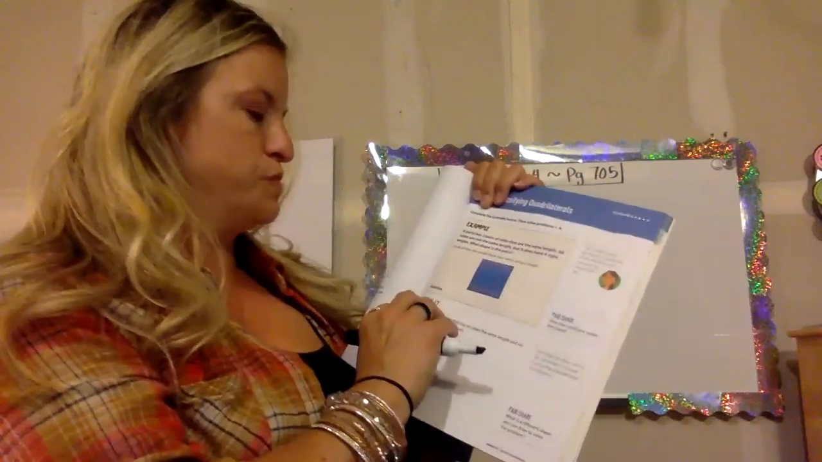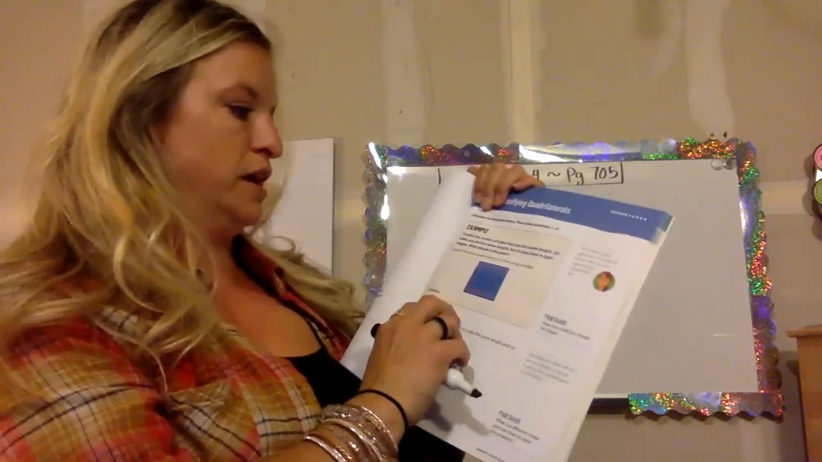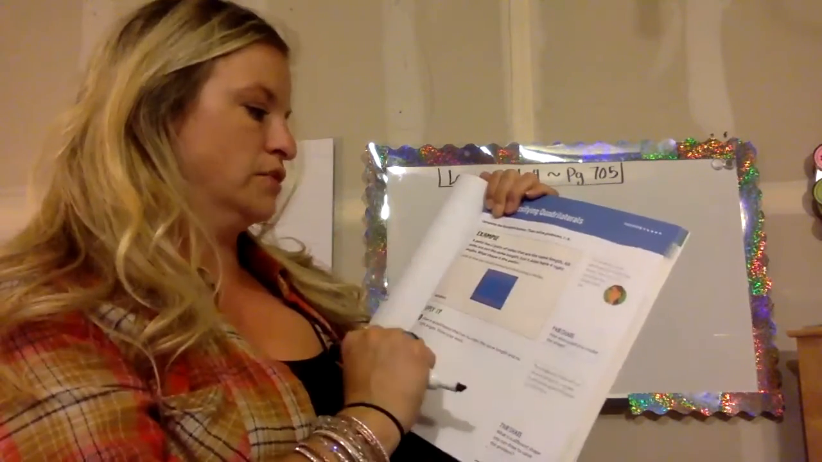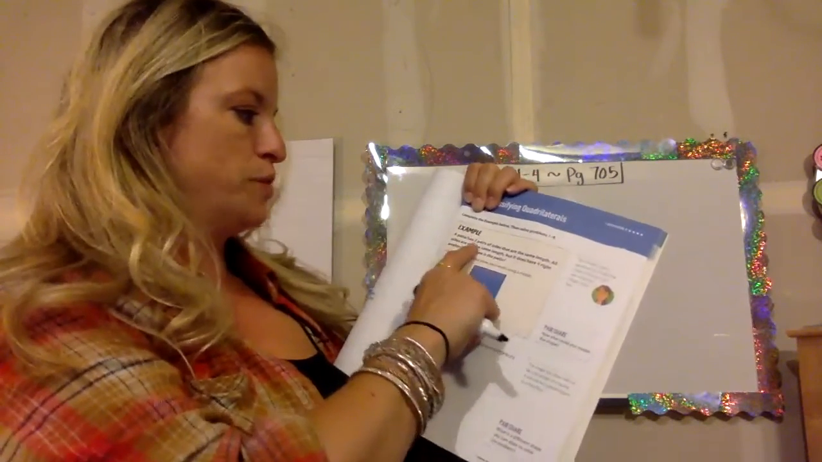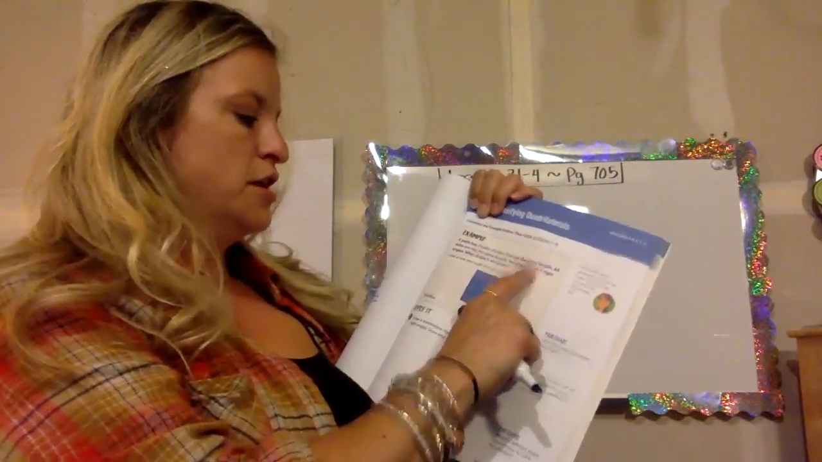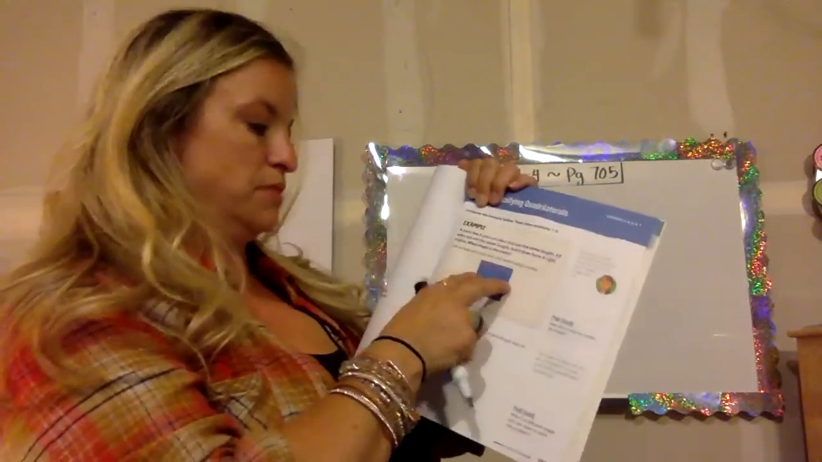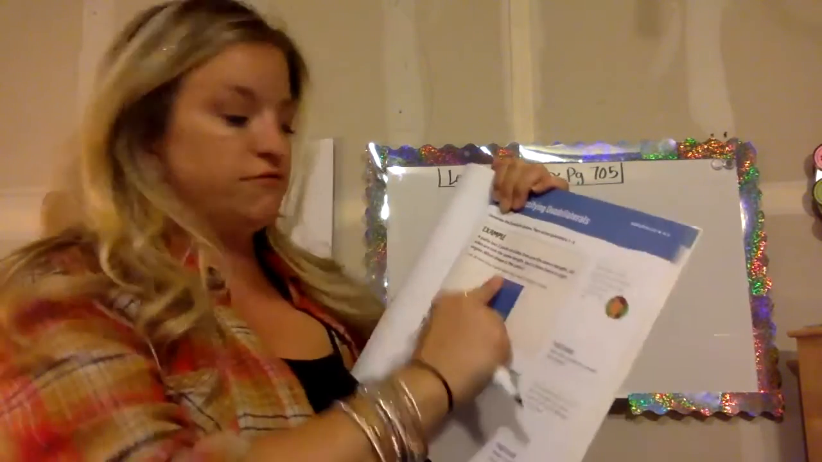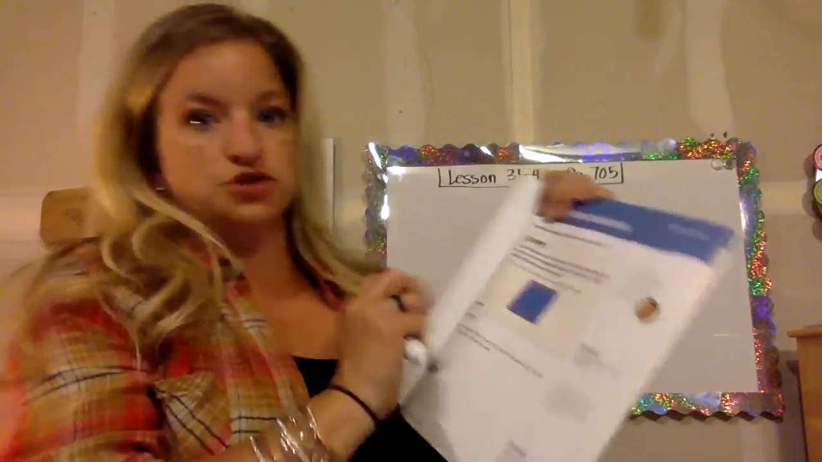A patio has 2 pairs of sides that are the same length. All sides are not the same length, but it does have 4 right angles. What shape is the patio? If you know it has 2 pairs of sides that are the same length, but not all are the same length, that means these are the same length and these are the same length, but all 4 are different, then you know it's a rectangle.